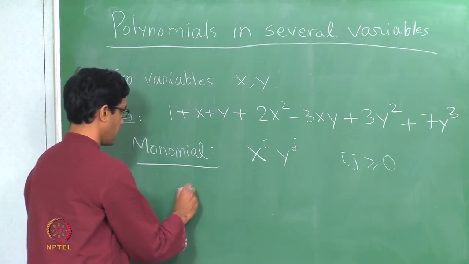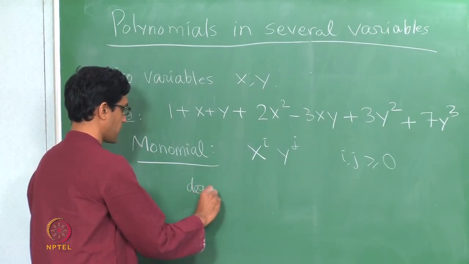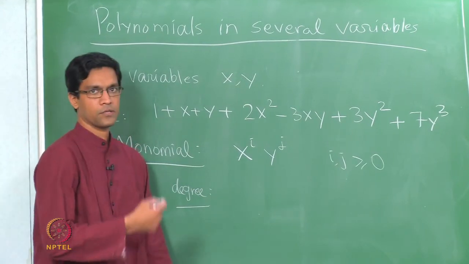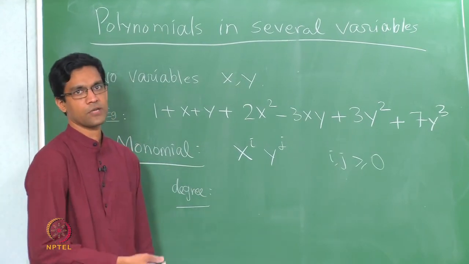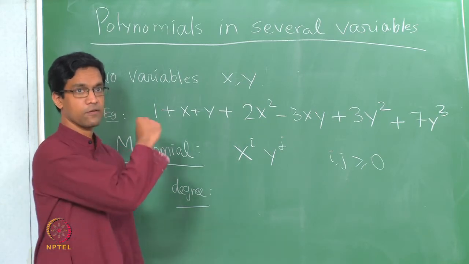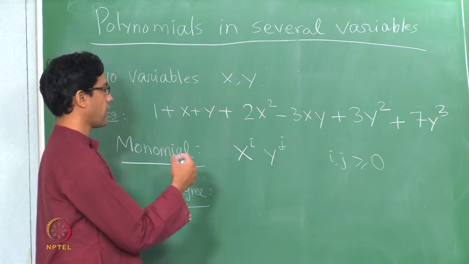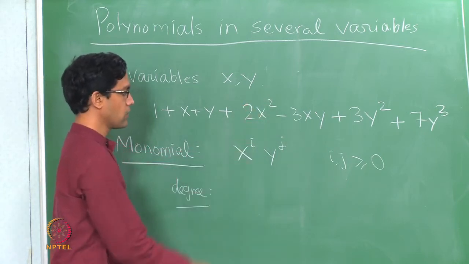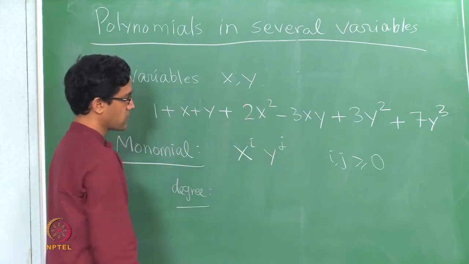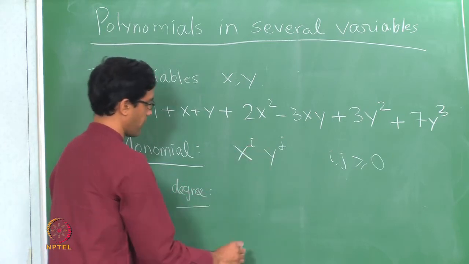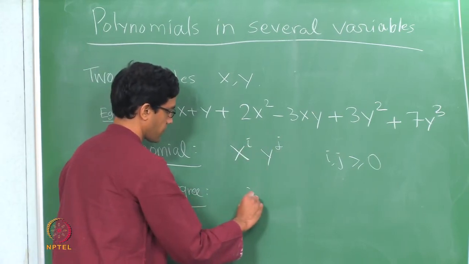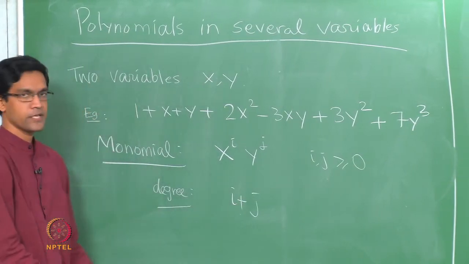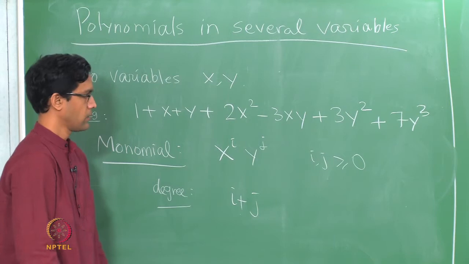So an important notion for a monomial is that of degree. Just like for polynomials in one variable, the largest power of x which appears is called the degree of the full polynomial. If I take just a single monomial x squared, we say this monomial is of degree 2. Similarly, if you have two variables x and y, the degree is the sum of the two powers. So the degree of the monomial x to the i, y to the j is just i plus j.